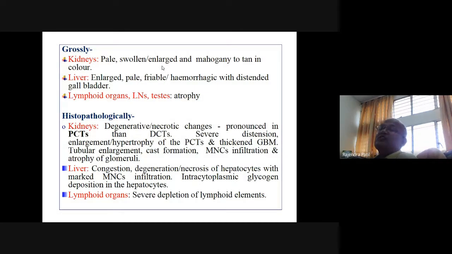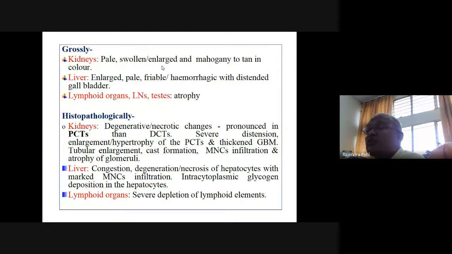Then grossly, as I told, this is primarily a nephrotoxic mycotoxin. At postmortem the kidneys are mainly involved; they will be pale, swollen or enlarged, and mahogany to tan in color. The liver is secondarily affected, so it will also show enlargement, pallor, and some hemorrhagic spots over the surface. The lymphoid organs and the testes will show atrophy. And as you know, in endemic regions it is also considered to cause human testicular cancer.